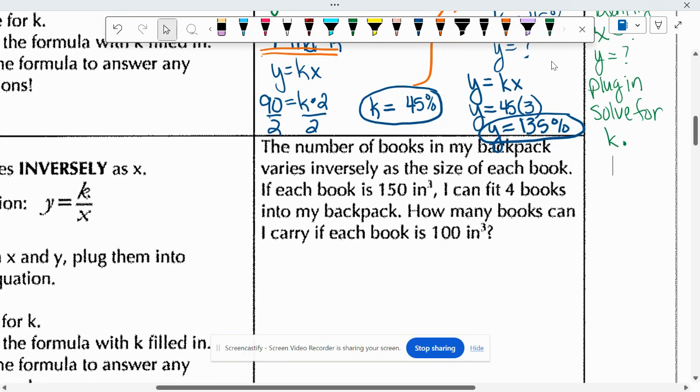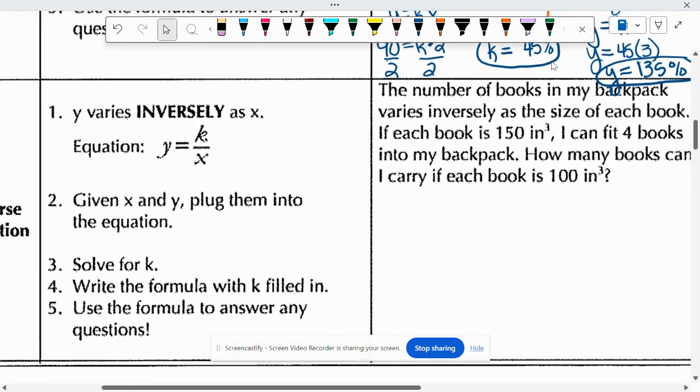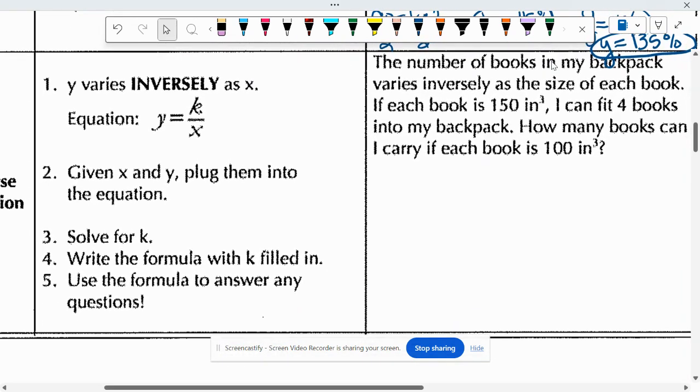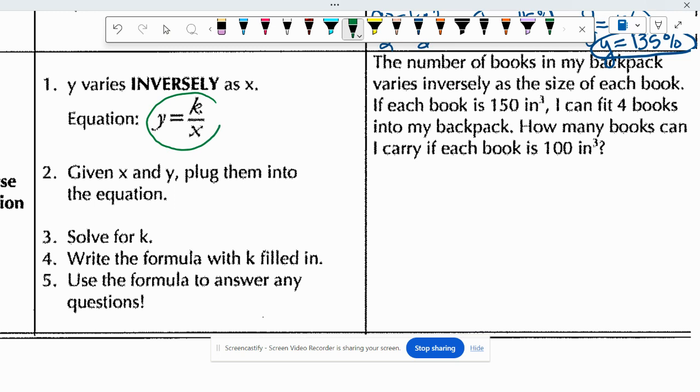So here's an example of inverse variation. So y varies inversely as x. So the equation that we use for this is y equals k divided by x. So you're going to figure out what your x and your y is from your word problem, plug them in and solve for k, and then write your next step, figure out what your next given is, and write an equation and solve for y.